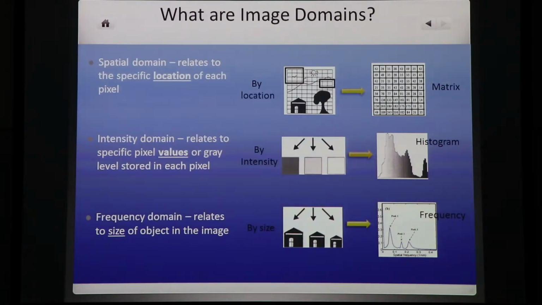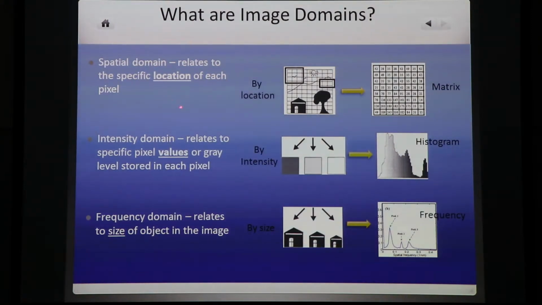So what are image domains? There are 3 different image domains. It begins with the spatial domain. This is the one that we are most familiar with, and it ends with the matrix. And so we think about when we take an X-ray, where does that end up on the matrix?